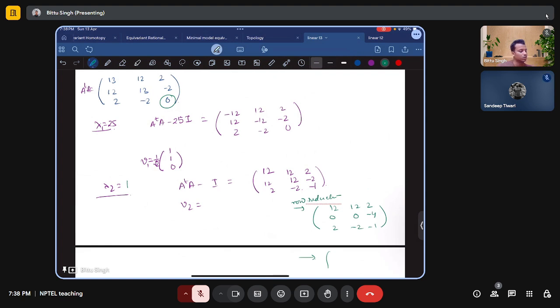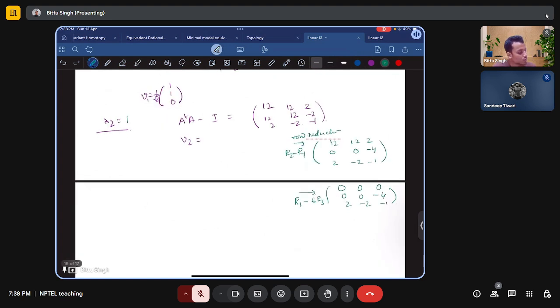Minus 1. Okay. So if we row reduce, then we are getting this, and now reduce it further. I have done the operation R2 minus R1. Now we can do R1 minus 6 R3, which will give me 0. Yes, 0, 0, 0. Now it is okay. 0, 0, minus 4, 2, minus 2, minus 1. So what is the solution? The solution space will be generated by this one, right?